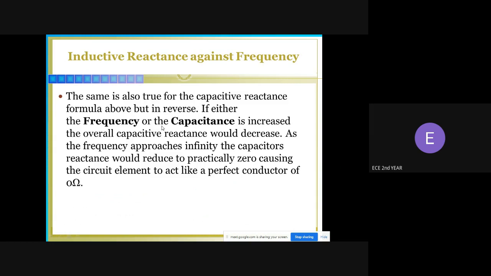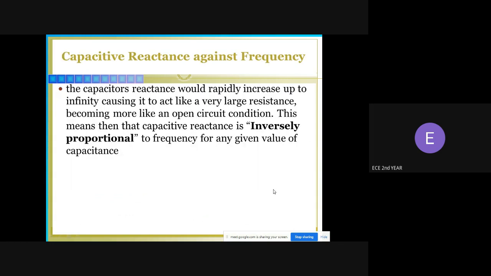If either the frequency or capacitance is increased, the overall capacitive reactance decreases, right? Because it is inversely proportional. As the frequency approaches infinity, the capacitive reactance reduces to practically zero, causing the circuit element to act like a perfect conductor of 0 ohm. Conversely, as the frequency approaches zero, the capacitive reactance rapidly increases up to infinity, causing it to act like a very large resistance, becoming more like an open circuit condition. This means the capacitive reactance is inversely proportional to the frequency for any given value of the capacitance. So it is inversely proportional.